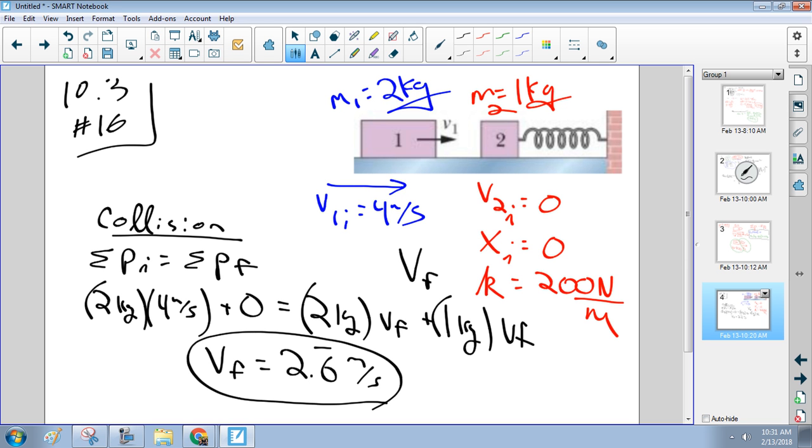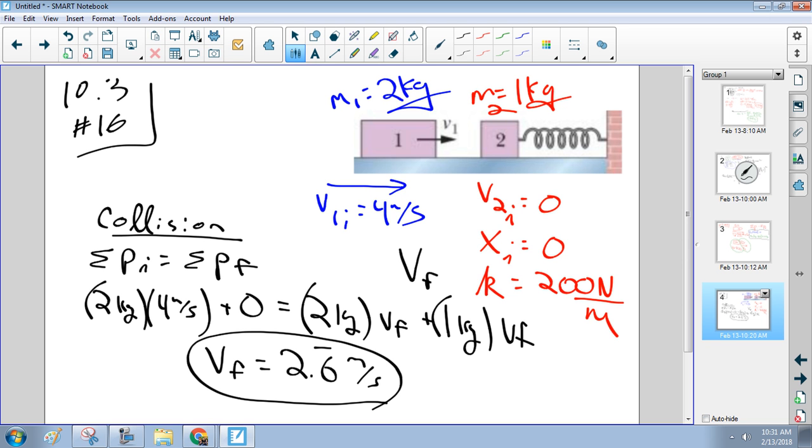Now, what does that number mean? Like, what does it represent? The velocity of the 2 blocks after they stuck together, immediately after the collision, but before the spring has been squished at all. Cool? Does this make sense?